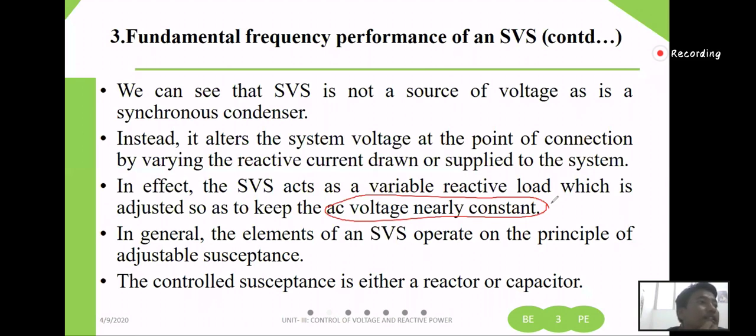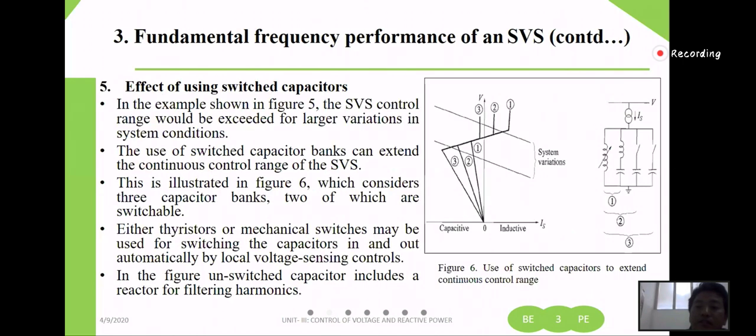Actually, you have to understand that it is not a source of voltage, unlike synchronous condenser. So that's all about how to control the voltage using a SVS. So are you able to get this?